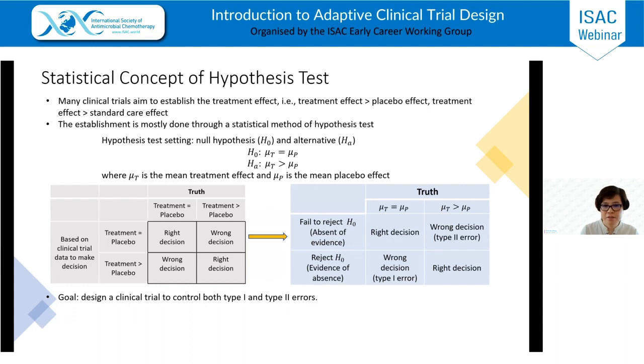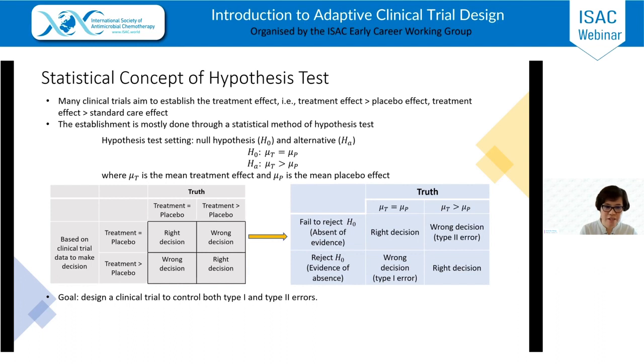So the hypothesis test setting is always like that. The null hypothesis is that they're the same, the treatment effect and the placebo are the same, and the alternative could be that the treatment is better, or that the treatment effect is different from placebo. This is what we call one side or two side, depending.